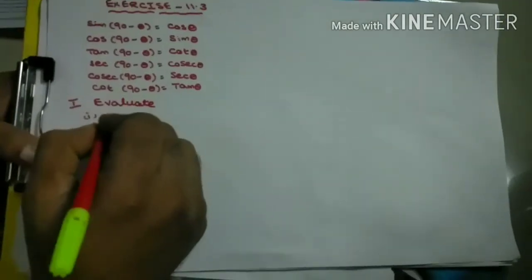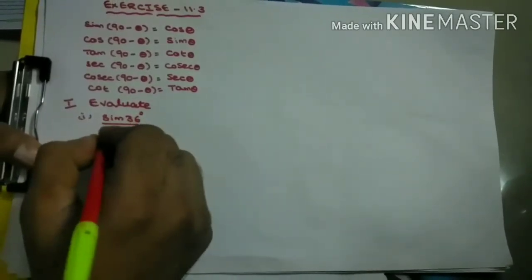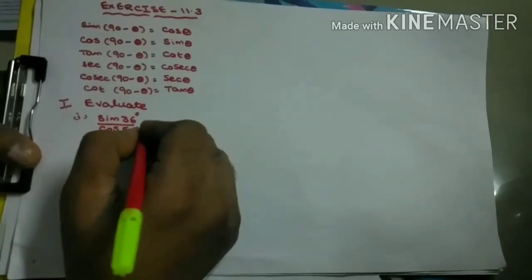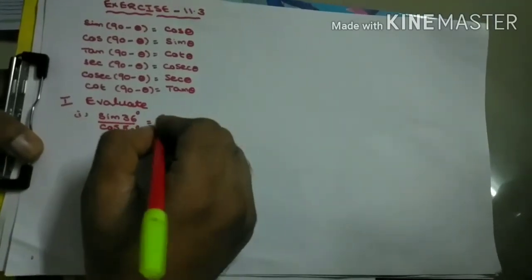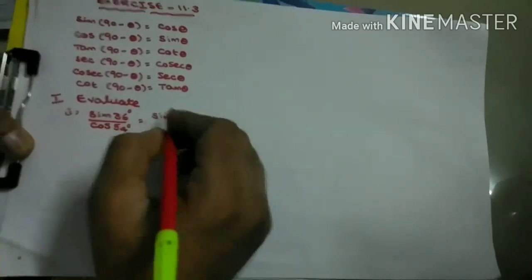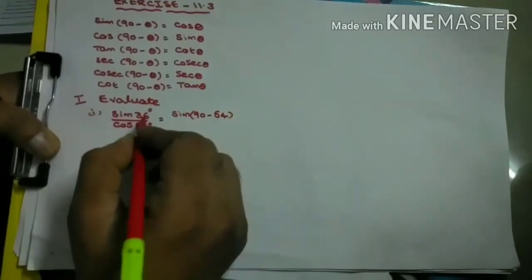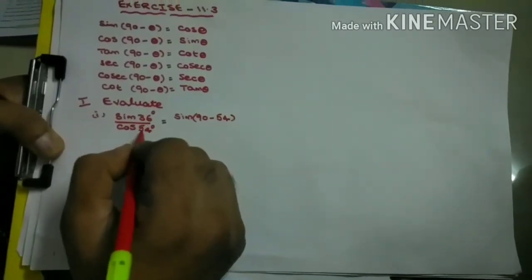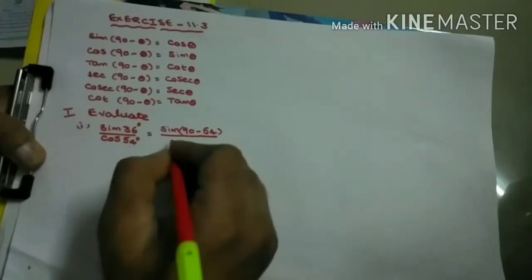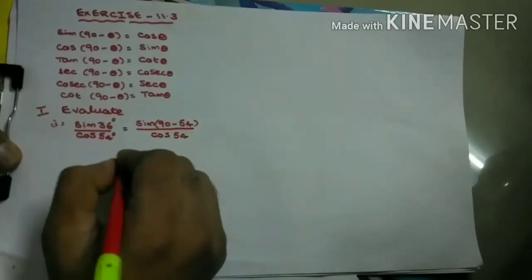First question: sine of 36 degrees by cos of 54 degrees. How to solve? In the place of 36, you write 90 minus 54, so you don't get confused. Down there will only be 54. So 90 minus 54, don't change the other value, cos of 54.